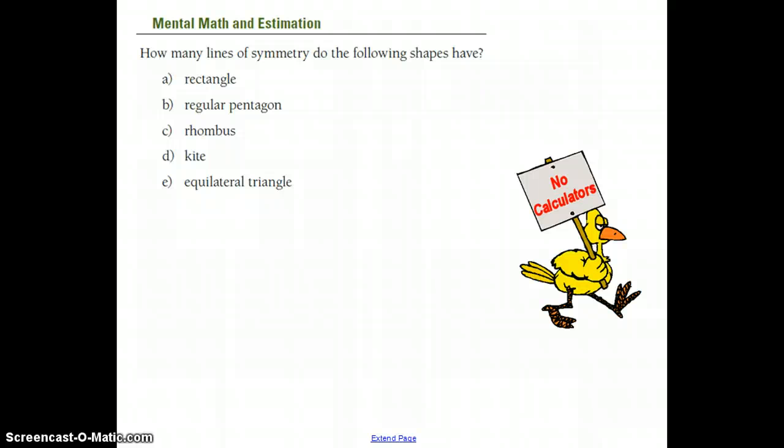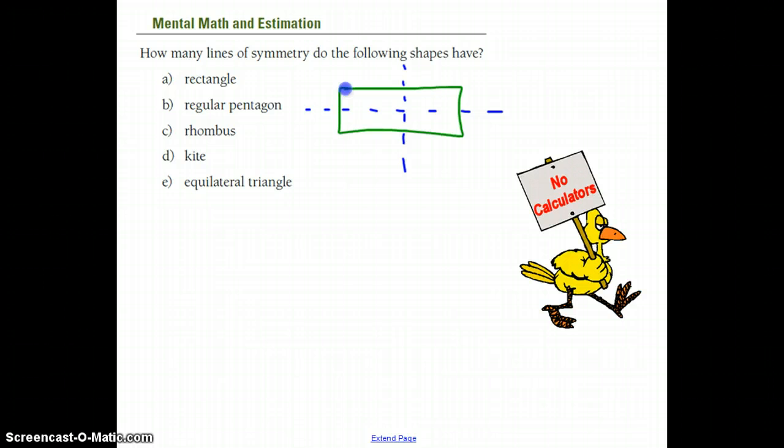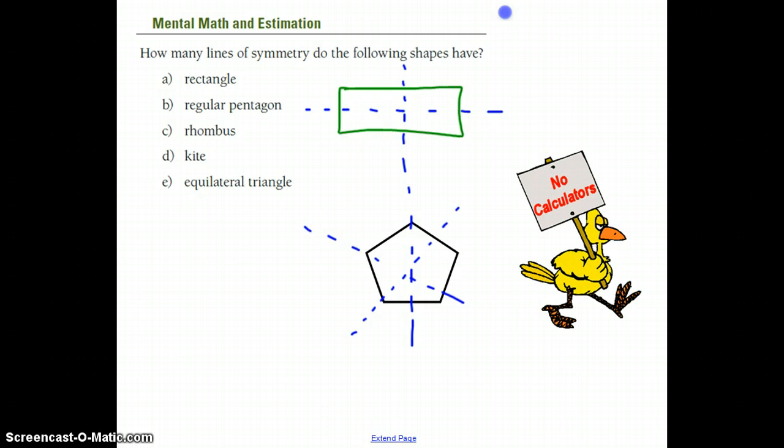Last but not least, we have mental math. How many lines of symmetry do the following shapes have? So if you make a rectangle, this rectangle would have 2 lines of symmetry. It could be flipped vertically or it could be flipped horizontally. A regular pentagon is slightly different. This pentagon could be flipped on any one of its 5 axes. Ooh, that one's a bad one. And it would look different.